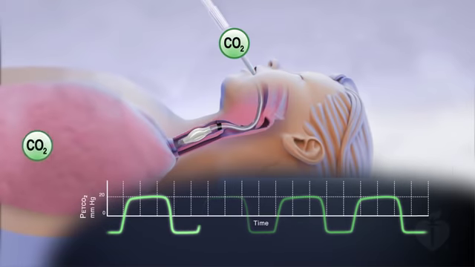Waveform capnography monitors how much carbon dioxide is exhaled by the patient. The American Heart Association recommends using waveform capnography to confirm and monitor the correct placement of an endotracheal tube. Scientific studies have not yet validated waveform capnography as a method of confirming proper placement of supraglottic airways. However, effective ventilation through these airway devices should produce a capnography waveform.